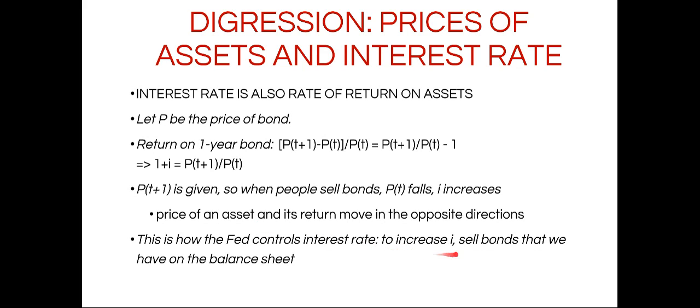So to increase the interest rate, the Fed can sell bonds that it already has on its balance sheet, and that's going to push the bond prices down. We increase supply, the price goes down, and that automatically increases the interest rate.